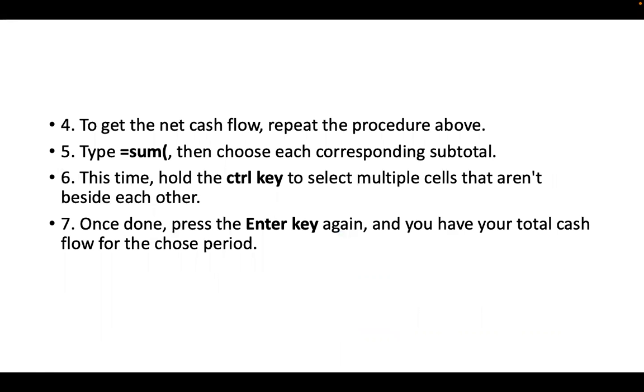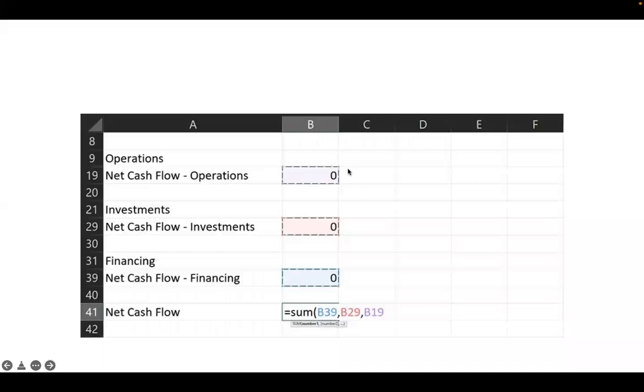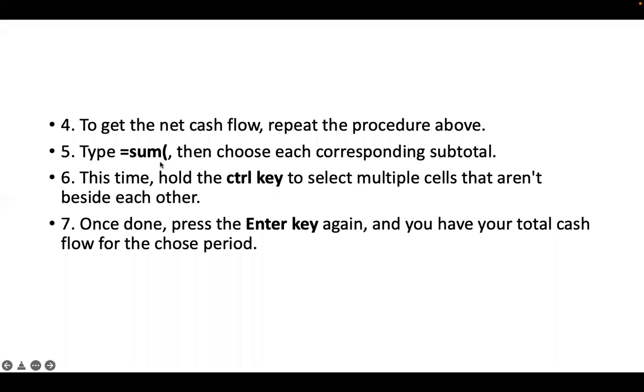Okay. Now to get the net cash flow, repeat the procedure above. Net cash flow we will get in the same way. Type equals sum, then choose each corresponding subtotal, the ones above. This time try to hold the control key to select multiple cells, because they aren't beside each other. These will not be adjacent, so you have to click with the control key so that we can categorically identify the amount which we are supposed to enter into it. Once done, press enter key again. You will have your total cash flow for the chosen period.